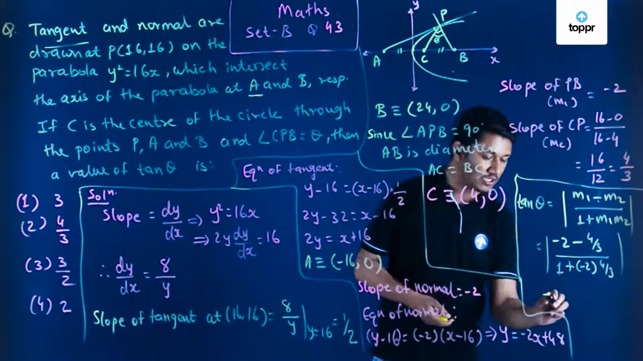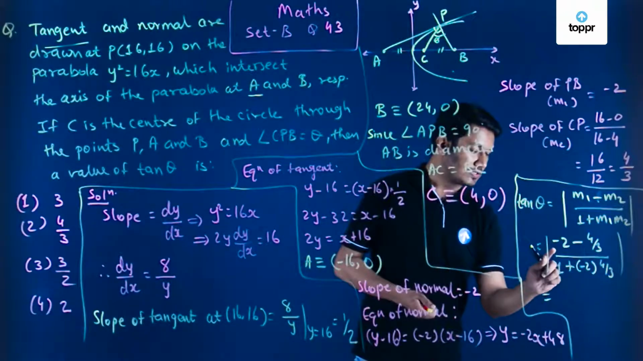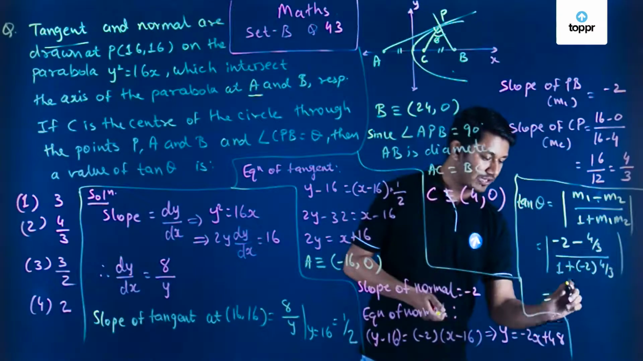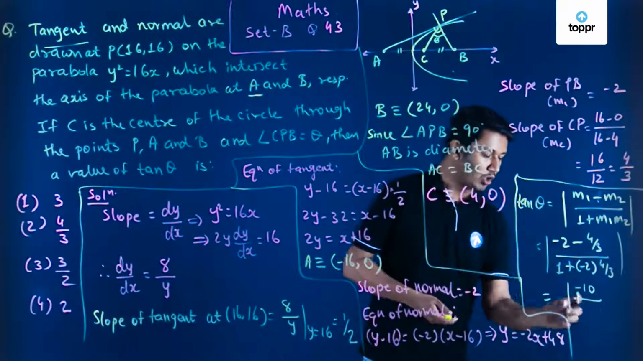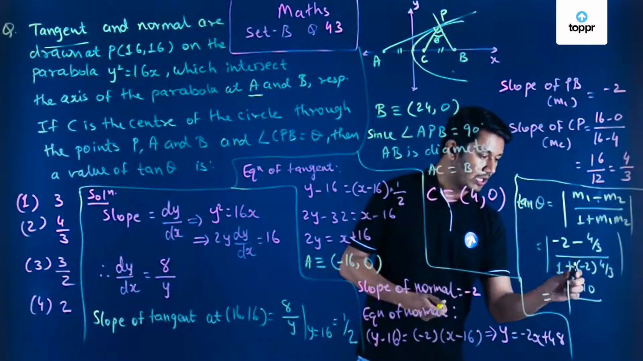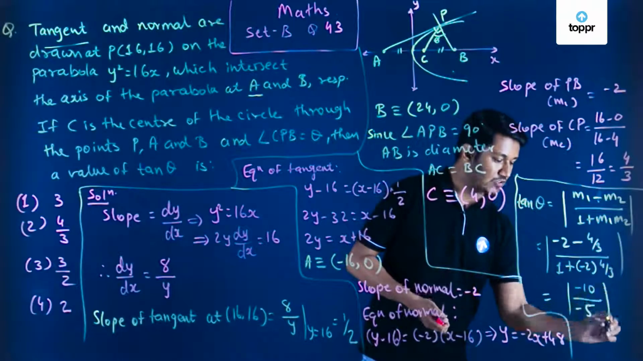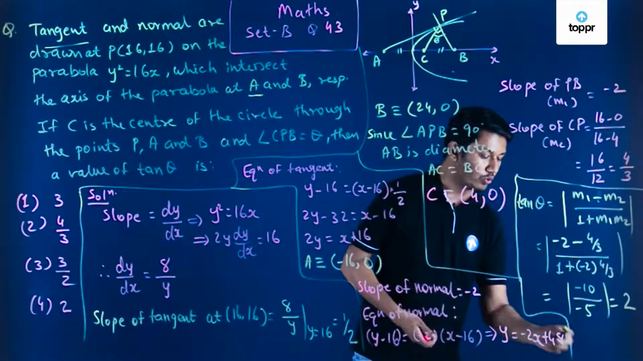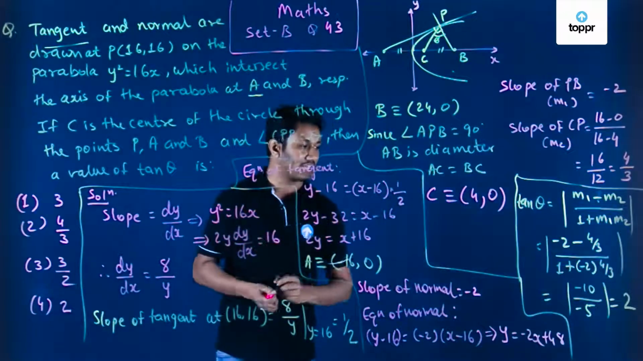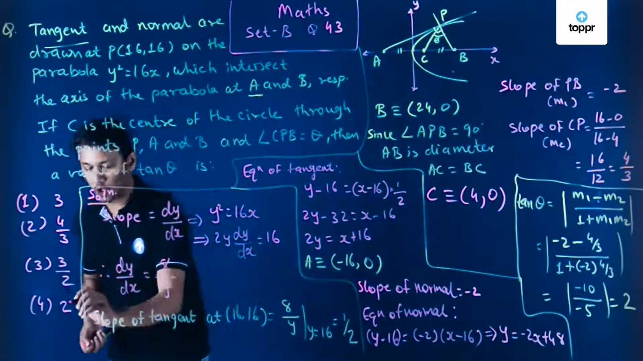So if I solve this, I will get minus 6 minus 4, that's minus 10, upon 3, the 3 will cancel out. This is 3 minus 8, which is nothing but minus 5. So minus 10 by minus 5 will be nothing but 2. So we can see that the value of tan theta is nothing but 2, which is nothing but option number 4.